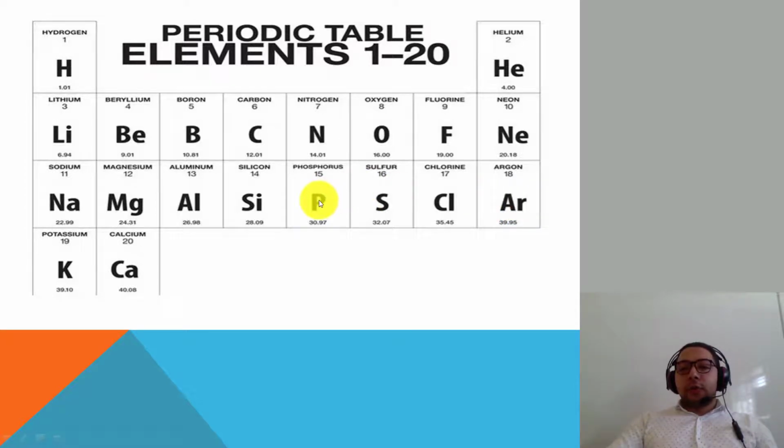Let's talk about phosphorus. Phosphorus has 15 and 31. Which one is the atomic number? We go for the smallest. So 15 is the atomic number. This means that phosphorus has 15 protons and 15 electrons.